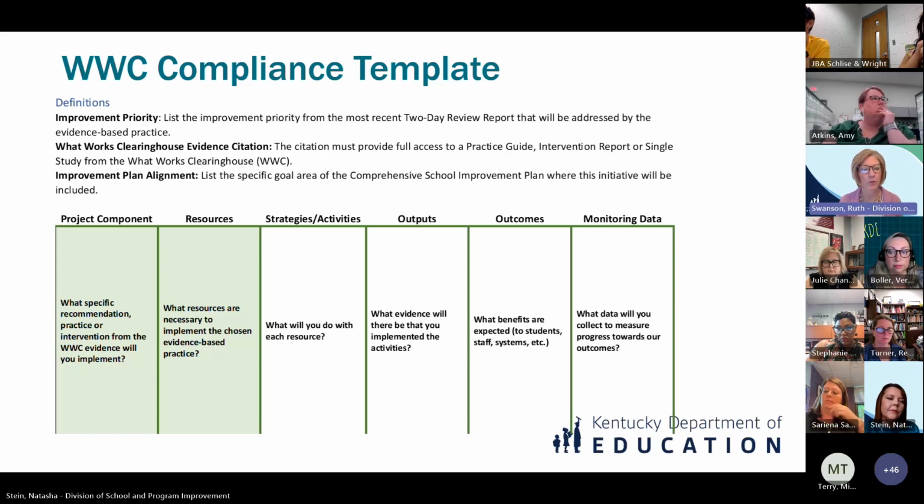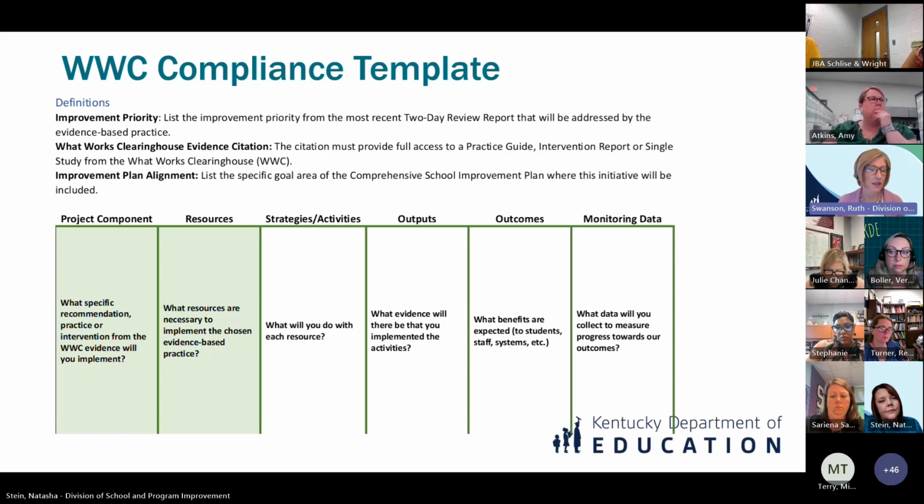So we're really looking for what evidence will there be that you've actually implemented the activities. So the educational consultant, for example, if I want to show that we have actually done that, we might have scheduled trainings. We might have a contract with our educational consultant. We might have teacher planning days where they're using what that consultant taught them. So that would be evidence that we've actually done that.